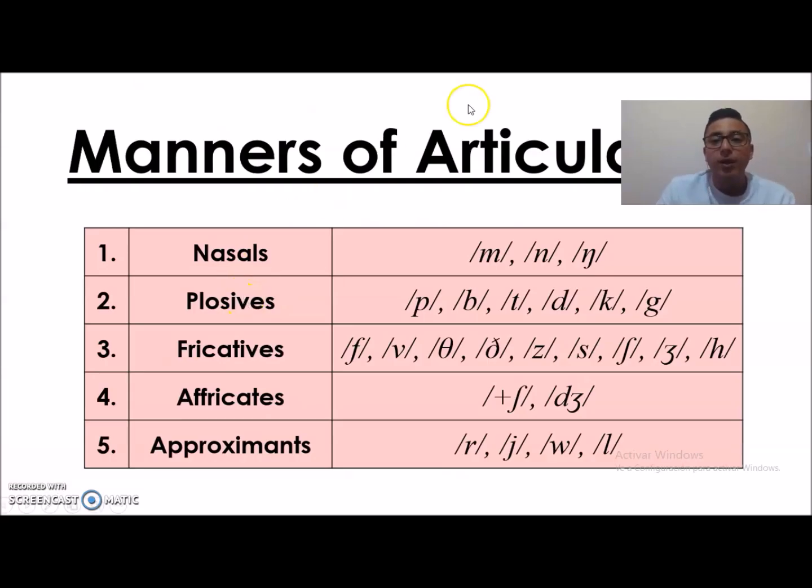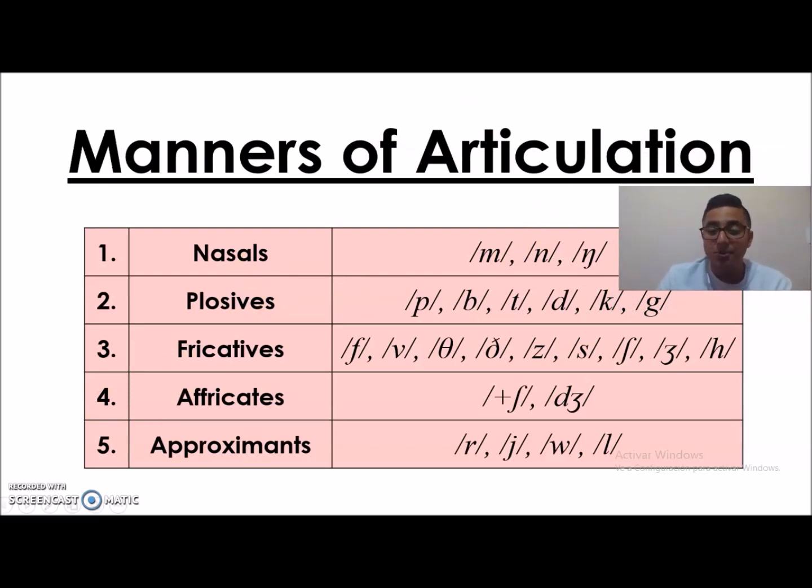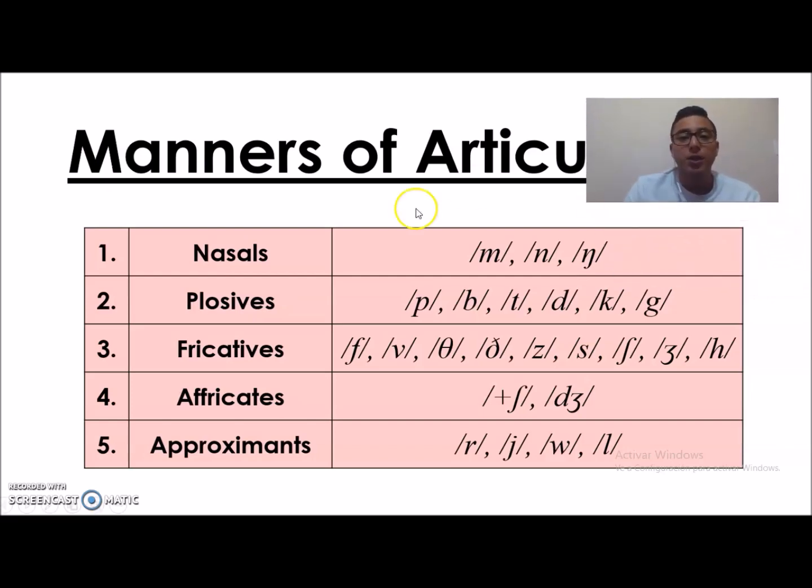Alright, so we already know that when we talk about the consonant sounds, there is something called manners of articulation, which are basically the 5 groups that you can see on the screen. We have nasals, plosives, fricatives, affricates, and approximants. All of them are consonant sounds. So today we're going to see how these consonant sounds are pronounced when we say the ED pronunciation.